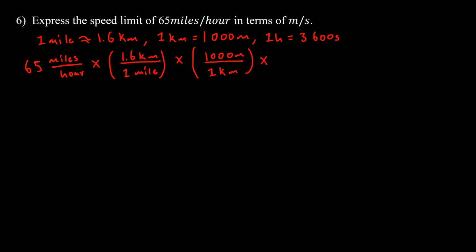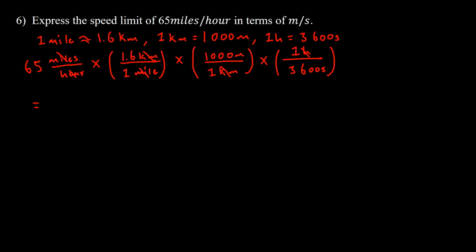Our next step, the aim again is to cancel out the hour, so the hour should be on top so that it cancels out perfectly, and then the seconds down there. Now we can start canceling the units. A mile and a mile can cancel out, a kilometer and a kilometer can cancel out, an hour and an hour can cancel out, and the only units that we have remained with is just a meter and a second. Let's multiply the 65 by 1.6 and then by 1,000 meters.